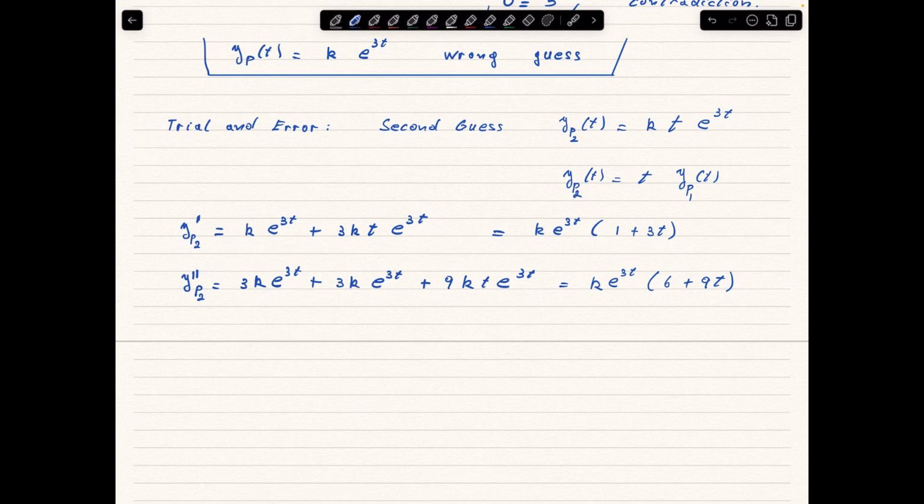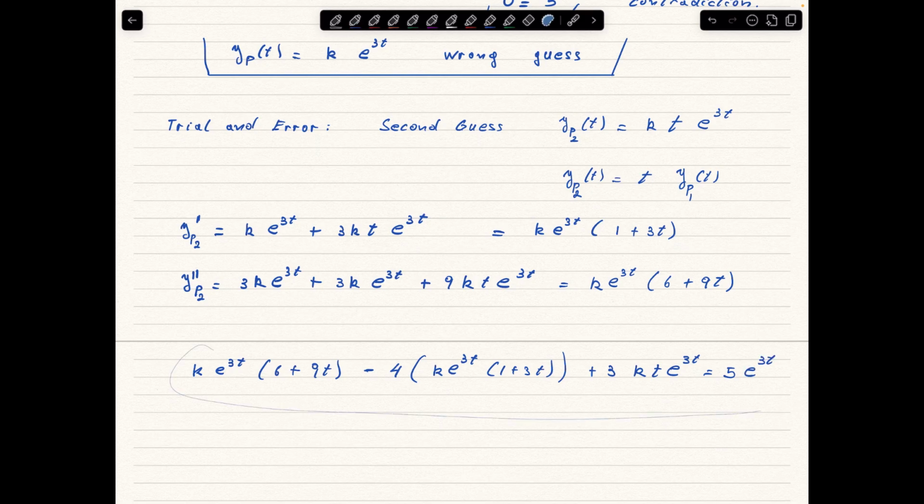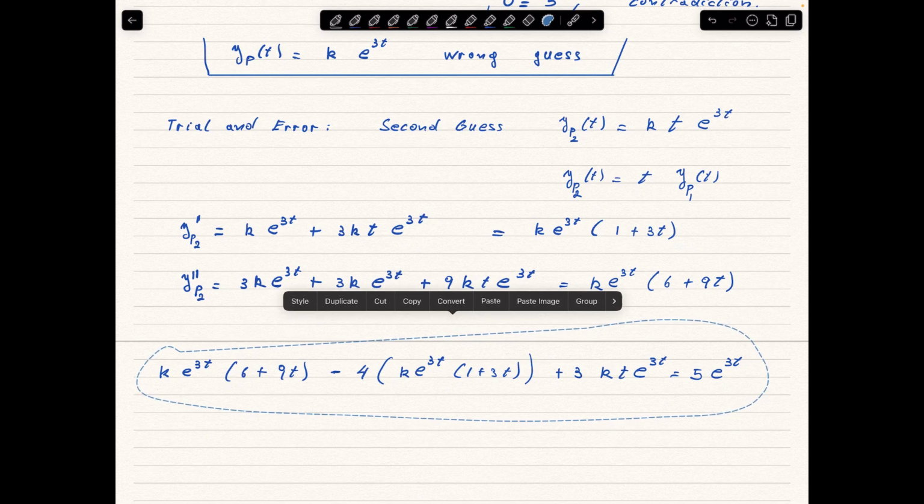So now we put everything into the differential equation. So we are going to have the second derivative. The second derivative is k exponential 3t, 6 plus 9t. This is the second derivative, minus 4. Now comes the first derivative, which is k exponential 3t, 1 plus 3t. And now plus 3, the original function, which is k t exponential 3t. All that has to be equal 5 exponential 3t. So this is the equation now. That's the differential equation.